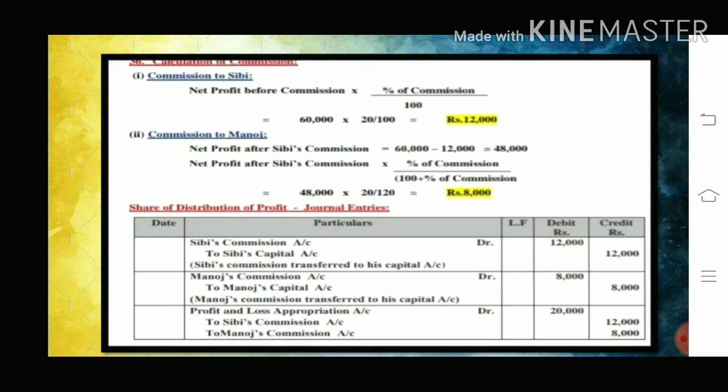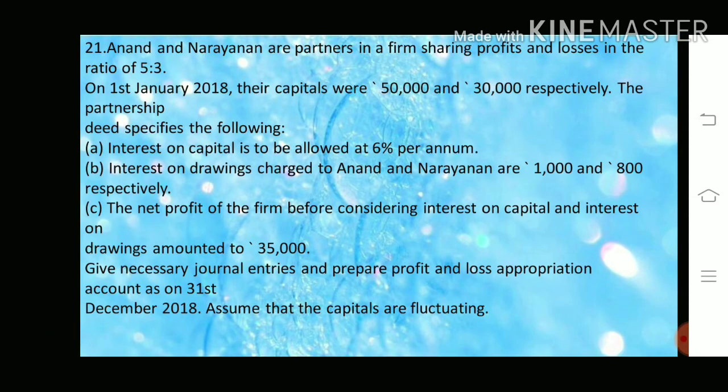Okay, so we immediately transfer to the profit and loss appropriation account. Look here: to CB's commission 12,000, to Manoj commission 8,000. So adding both partners' commissions, 12,000 plus 8,000, we have to transfer the total to the profit and loss appropriation account on the debit side. So 12,000 plus 8,000, we get 20,000, entered into the debit aspect. Okay, next.